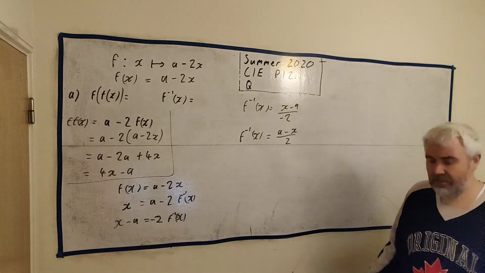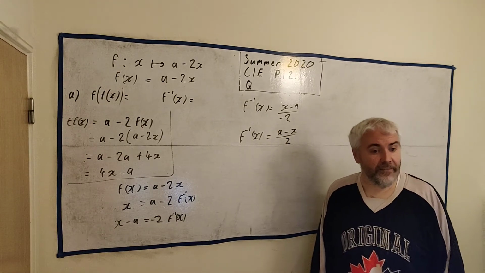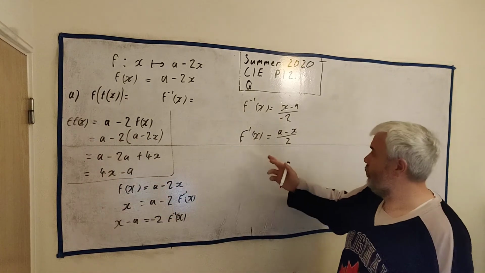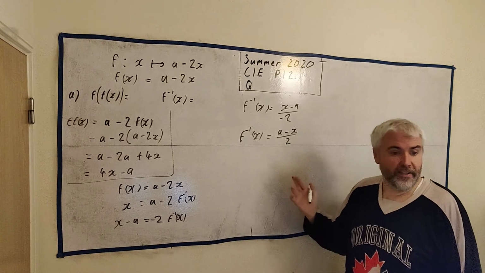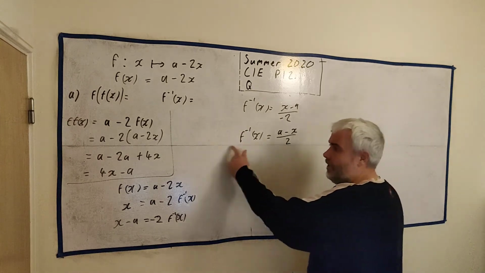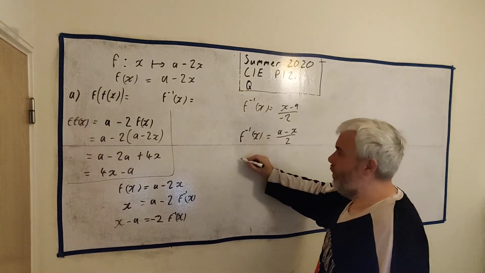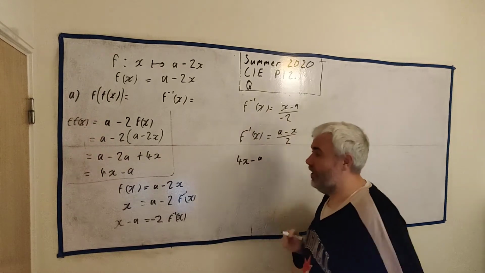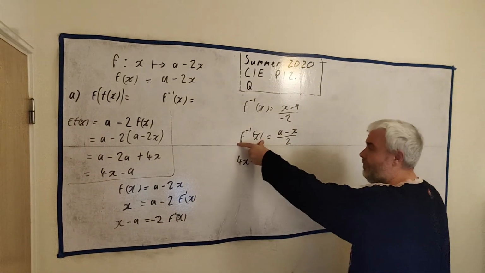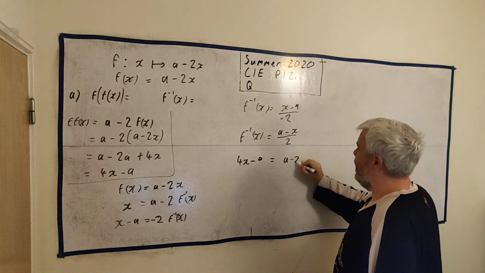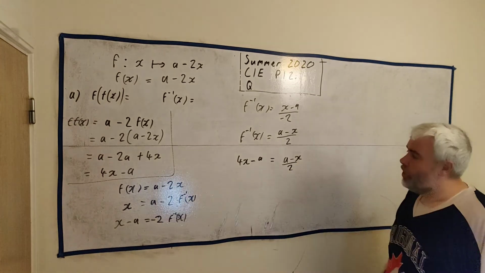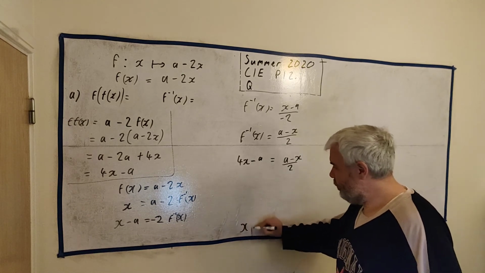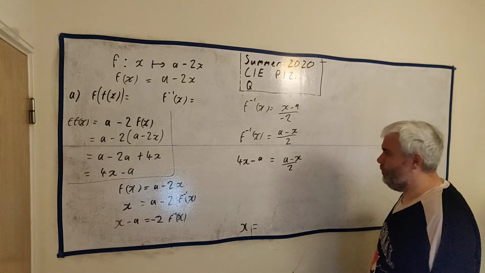And so part B is very related. It says, given that f f of x is equal to the inverse, find x in terms of a. Well, if this equals this, we can also say 4x minus a, which is the same as f f of x, must equal the inverse. Instead of the inverse, let's write a minus x over 2. As they just asked us to find x in terms of a, all we need to get is x equals. So let's rearrange this.